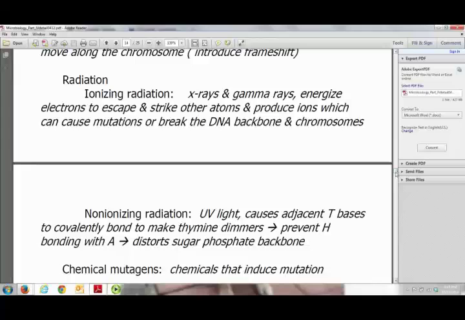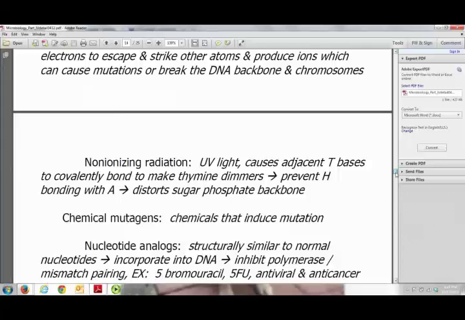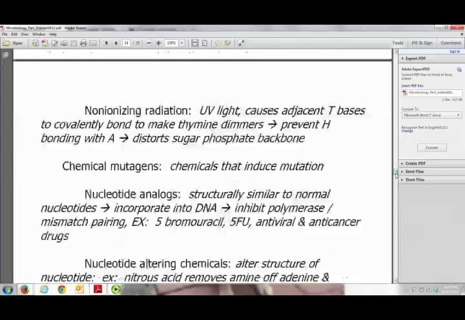With non-ionizing radiation, this includes UV light. This will put in enough energy that it can actually cause adjacent thymine bases to covalently bond and make thymine dimers. This will prevent hydrogen bonding with the adenine and ends up distorting the sugar phosphate backbone and ends up creating a different base pair.